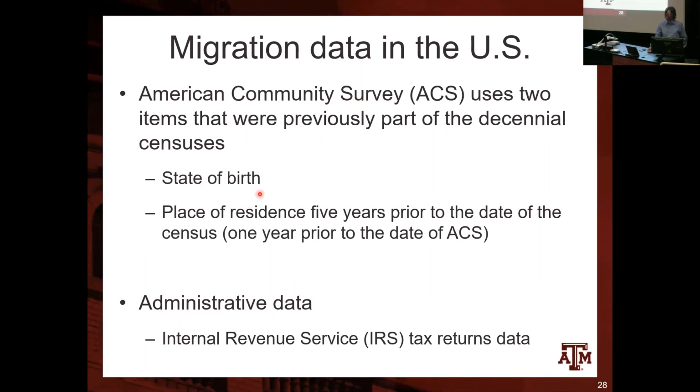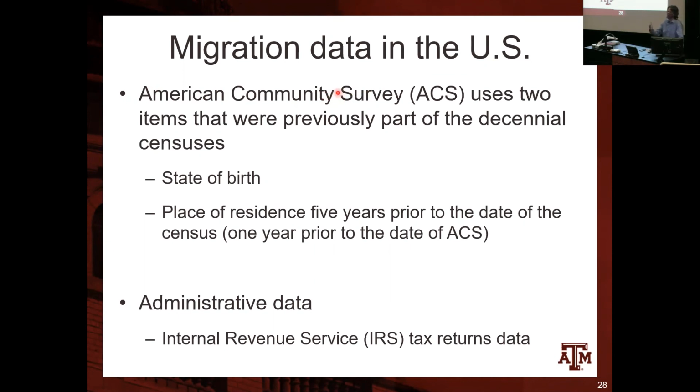State of birth, and place of residence 1 year prior to the date of the ACS. When this question was asked in the census, it was place of residence 5 years prior to the date of the census. So up to the 2000 census, you had this question. And after the 2000 census, that's not asked anymore in the census. So the 2010 and 2020 censuses do not ask these questions. And this is just asked in the long form questionnaire of the American Community Survey.